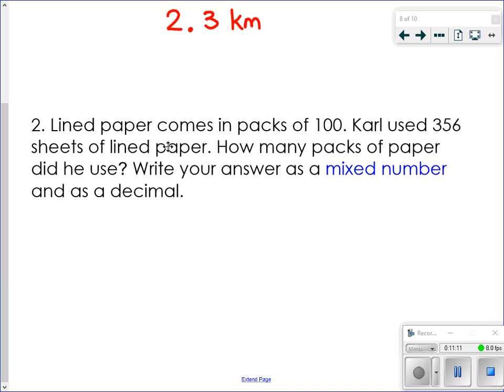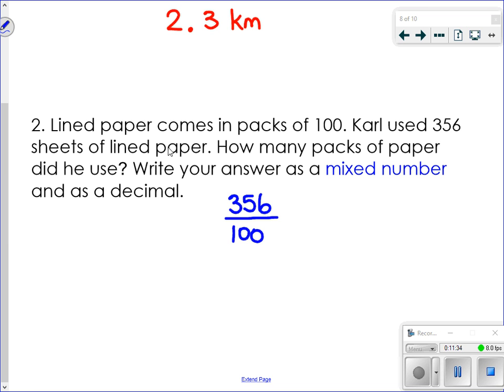Lined paper comes in packs of 100. Carl used 356 sheets of lined paper. How many packs of paper did he use? Write your answer as a mixed number and as a decimal. Okay, well, he used 356 sheets of paper, and the paper comes in packs of 100.